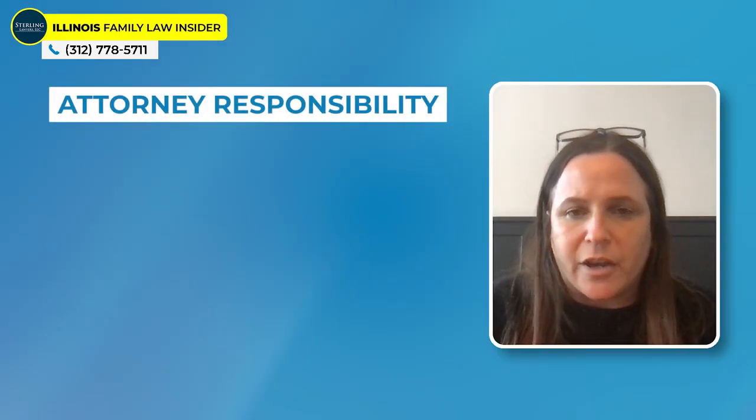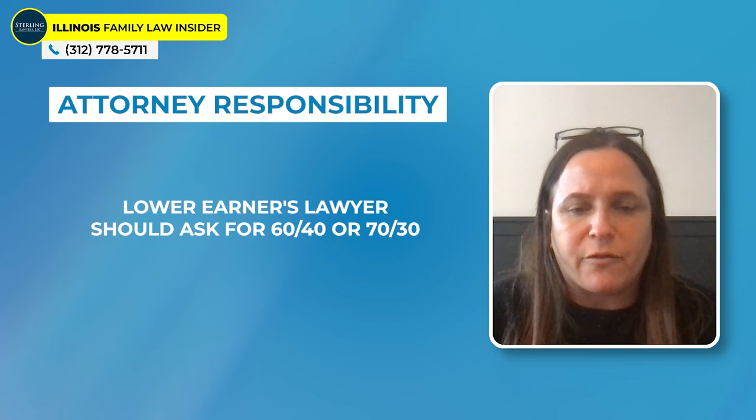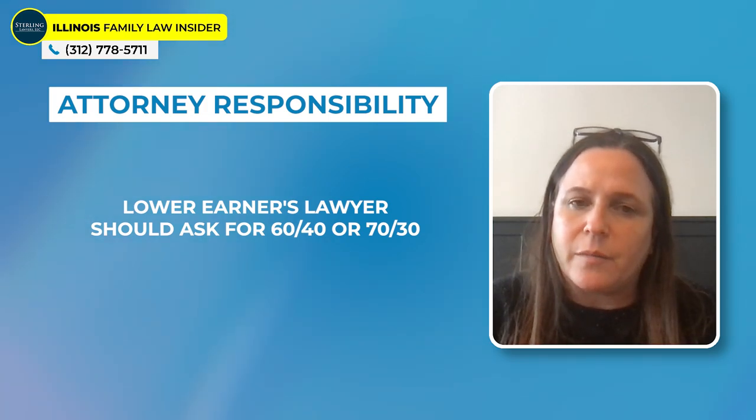If the parties earn the same amount, or maybe they earn differently, but one party has a significant non-marital estate that could help them afford these extra resources, then the courts generally will go 50-50, subject to reallocation, and then potentially reallocate those costs later on. But your lawyer, if you're the lower wage earner, should always be asking for a lower allocation. So 60-40 or 70-30 for the payment of the guardian ad litem.